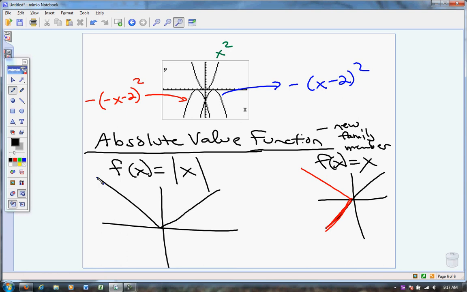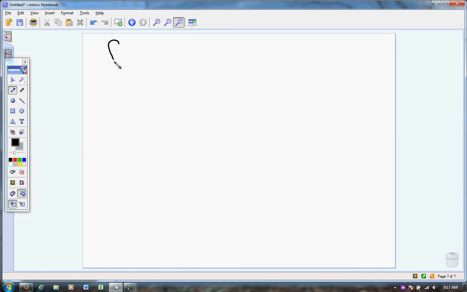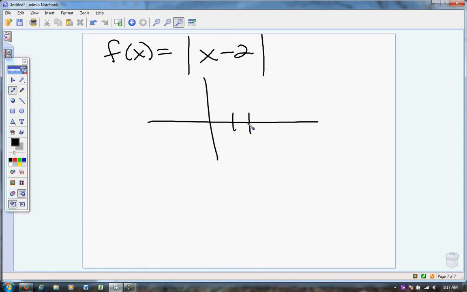And guess what? All those transformations that we just worked with still apply. If I were to graph f of x equals the absolute value of x minus 2, well, that would be the V moved to the right 2 units. Boom, boom. All those transformations still apply to the absolute value function. And that includes the vertical shifts and whatnot.